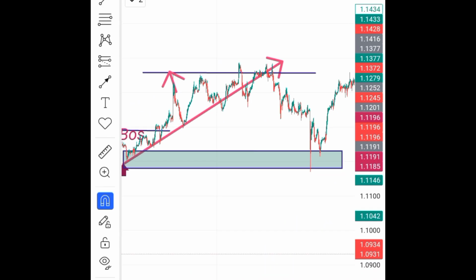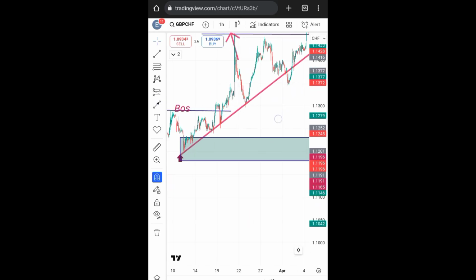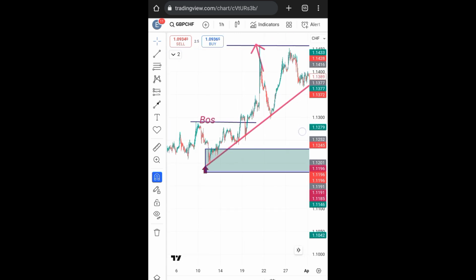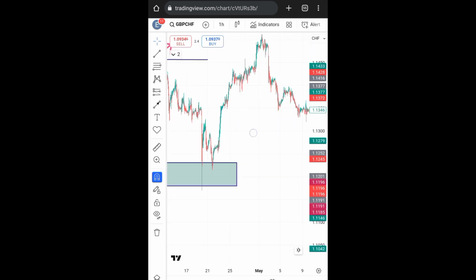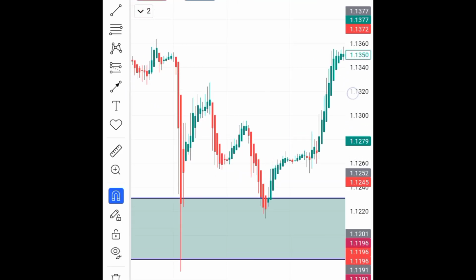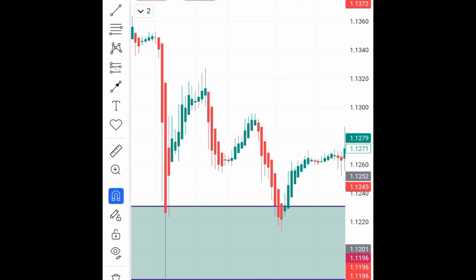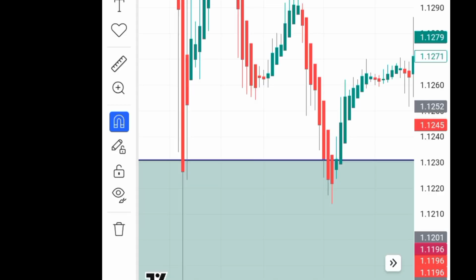Okay, right here is the zone which I marked on my daily chart. And here is the market that came into this zone. As the market came into this zone, this is on my H1, we are looking for something.